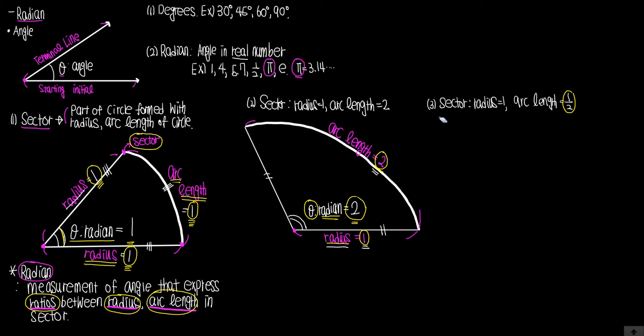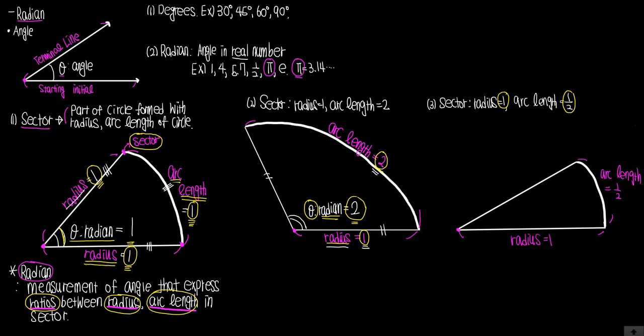So let's draw a sector that satisfies the radius of 1 and the arc length of 1/2. So this is a sector that satisfies the radius of 1 and the arc length of 1/2. Now we can see that the arc length shrank from 1 to 1/2. And again, the radian shows the ratio between the radius of our sector and the arc length of our sector.